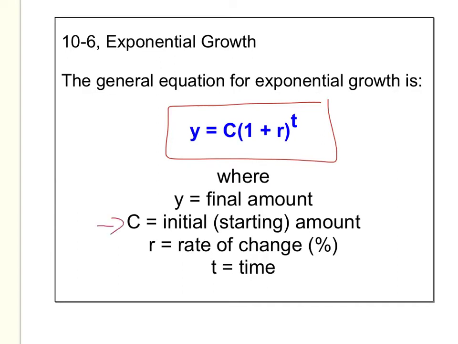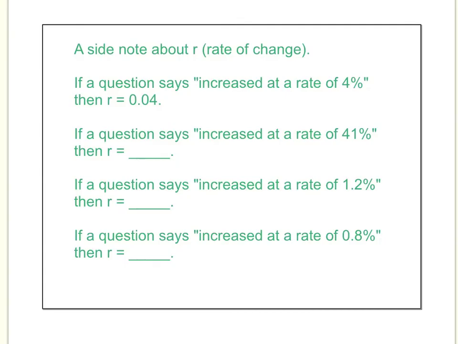C, initial starting amount. So you put $100 into the account. The rate, the bank might say, well, I'm going to give you 5% on every dollar. And then T is time, years, months, and so forth. So just rate of change, what the R value means.